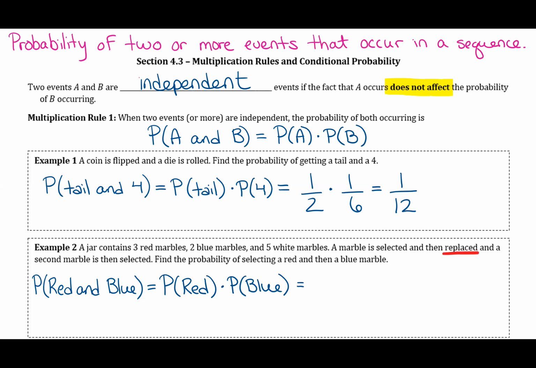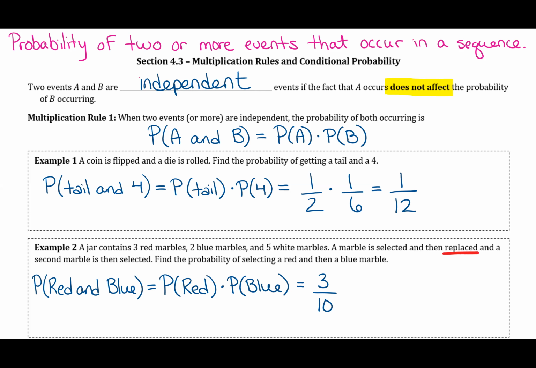So we reach into our jar, we grab a marble. What's the probability that it's red? Well, there are 3 red ones out of a total of what? 5, 6, 7, 8, 9, 10. So 3 out of 10. Now your key word for this question, which I underlined in red for you there, is that it says the first marble was replaced. That's a really important fact that you have to pay attention to in these questions.